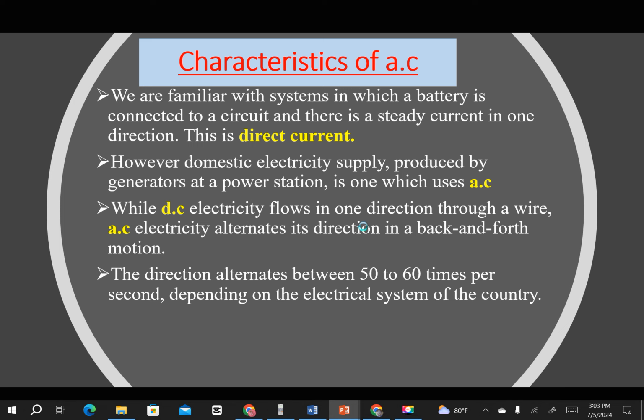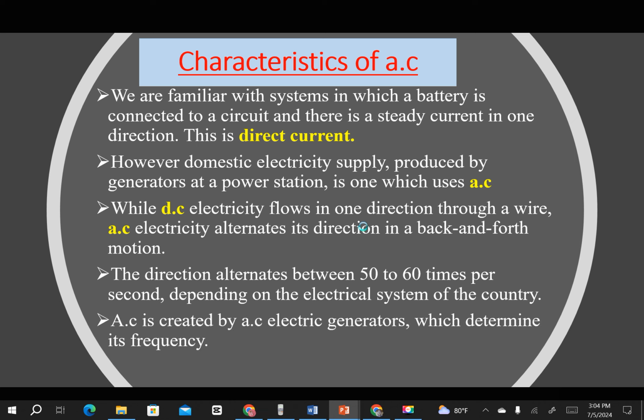In other words, the frequency of alternating current which we use at home is between 50 and 60 times per second, or 50 to 60 hertz, which depends on the country. Some countries generate it at 50 hertz, some countries generate it at 60 hertz, depending on the consumption needed. So what is special about alternating current? We shall explore that. But one important thing we need to notice is that alternating current is created by alternating current electric generators, and it is the generators which determine the frequency.